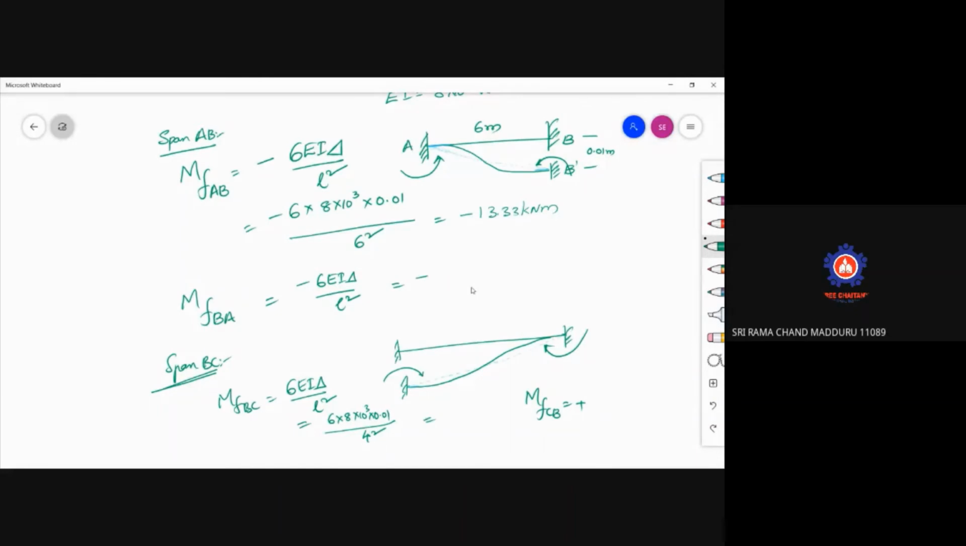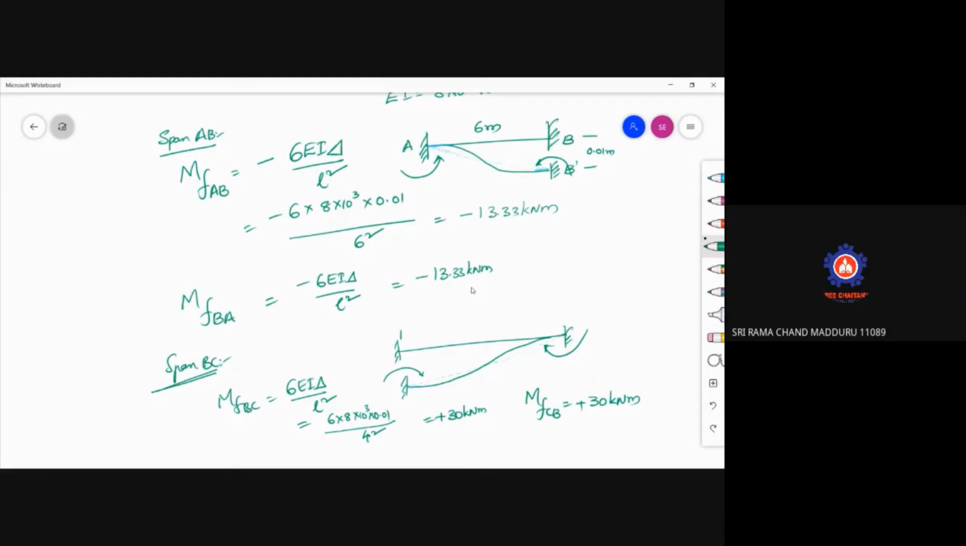Whereas coming to this is also minus 13.33 kilonewton meter. Whereas MFBC is plus 30 kilonewton meter, and this is plus 30 kilonewton meter. And we should not go with the CD span.